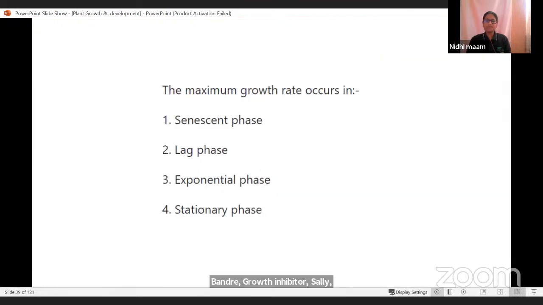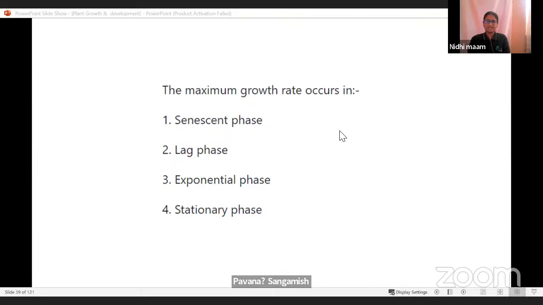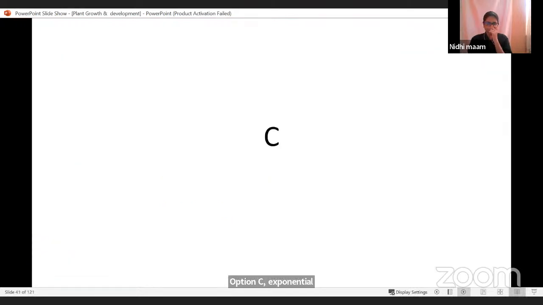Next question. The maximum growth rate occurs in which phase? Senescent phase, lag phase, exponential phase, stationary phase. The quick response is given by Sharath, Impana, Bhavana, Navyashri, Shweta answered it. So the right answer for this question, where maximum growth occurs, is option C, exponential phase.